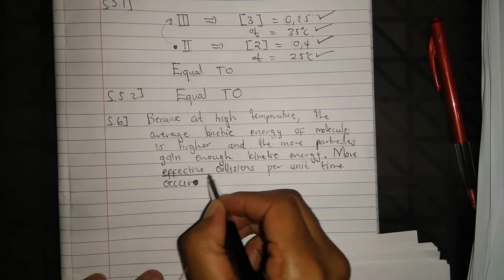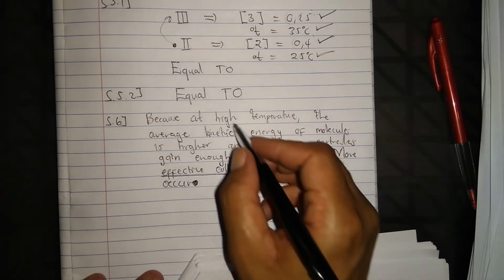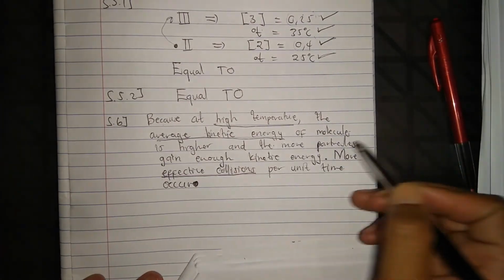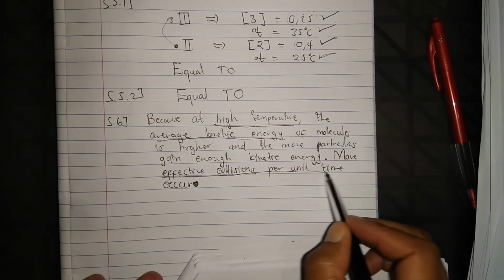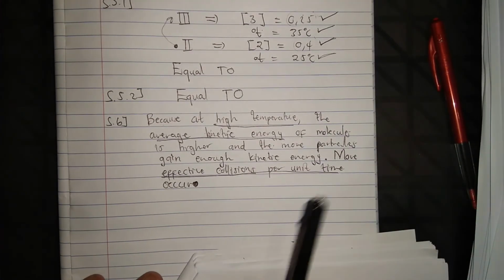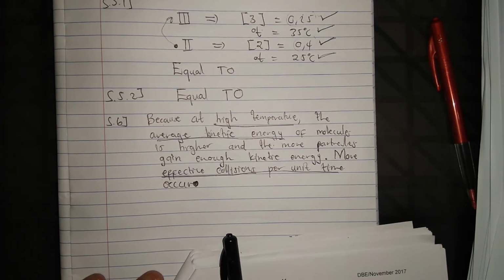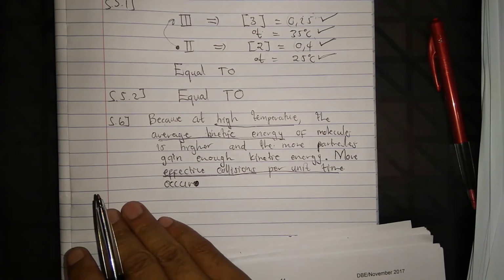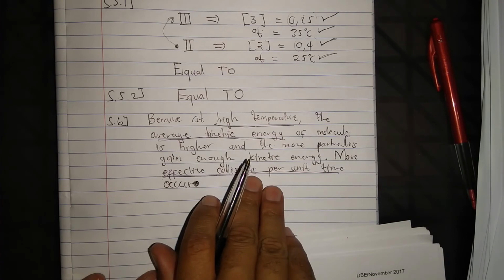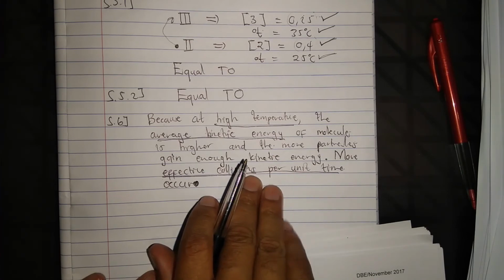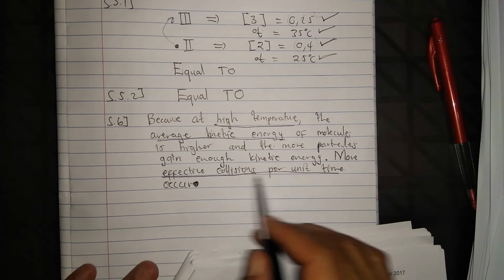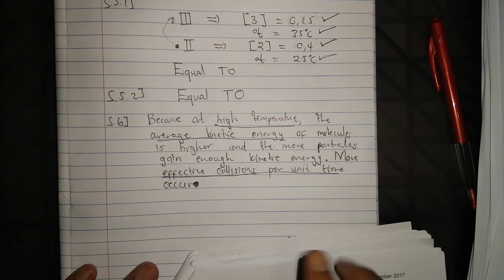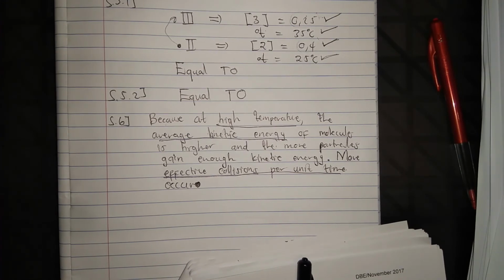I'm just trying to demonstrate that in your statement you must include some keywords: high temperature, average kinetic energy, and then effective collisions per unit time. Those keywords will give you the marks. Or even if you don't explain it that way, it's best that in your statement you at least mention something along these lines, but the more you use these keywords, the higher the chances of getting full marks.